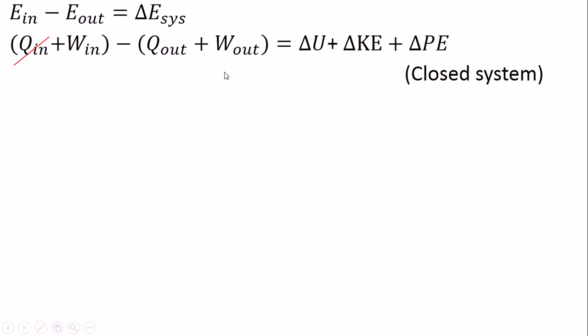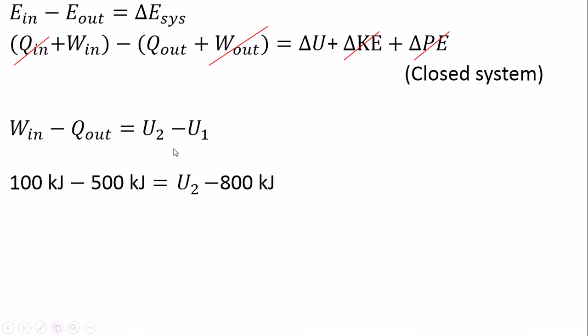But in this case, there is no heat transfer in, so we can directly cancel it. No work out of the system, no kinetic energy change of the system, and no potential energy change of the system, so you can simplify the equation. You're going to need 3 variables to solve this, and all 3 are given, so you can just directly substitute to get U2, which is equal to 400 kilojoules.